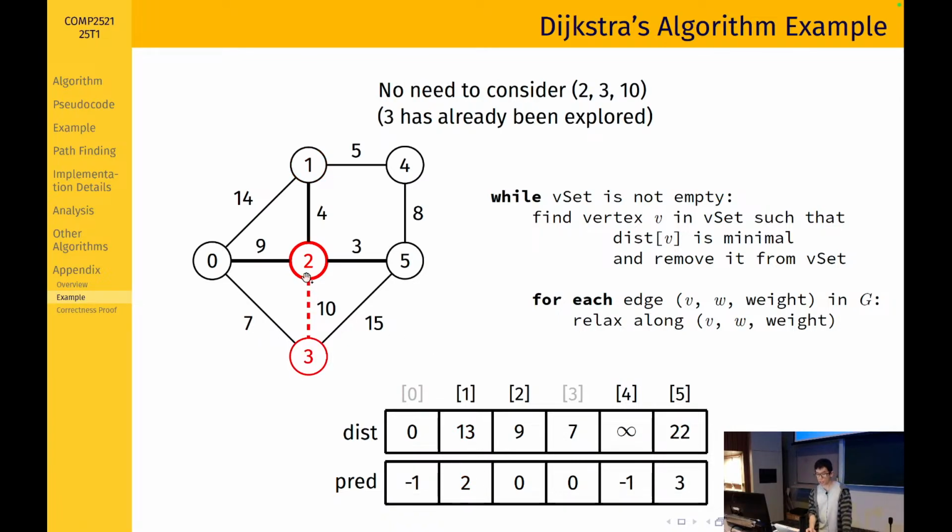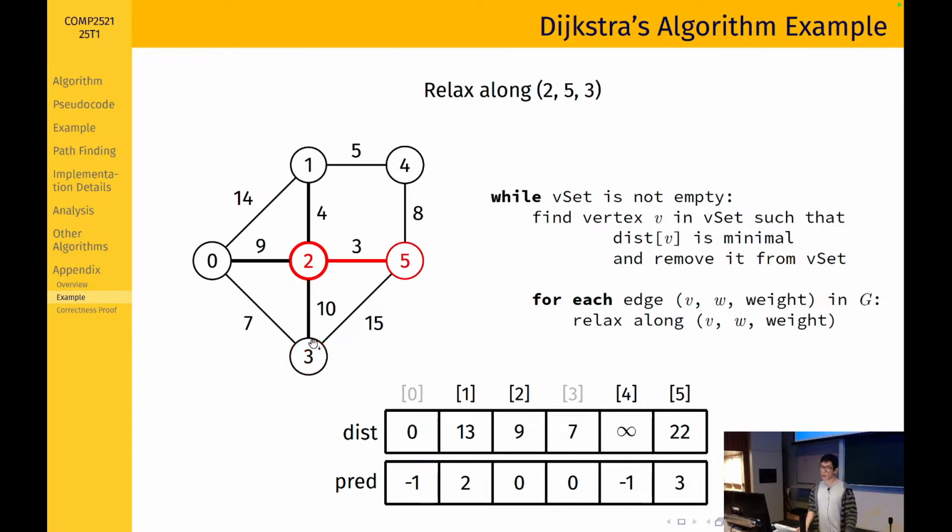Okay, so next edge, we can ignore this because we've already explored 3. And finally, we have an edge from 2 to 5, which costs 3. Now the existing path to 5 costs 22, but this new path costs 9 plus 3, which is 12. So since that's smaller than 22, we're going to update the distance to 12, and we're going to update the predecessor to 2.